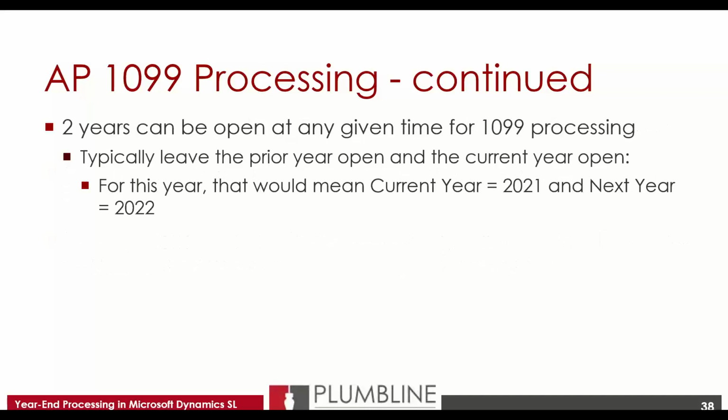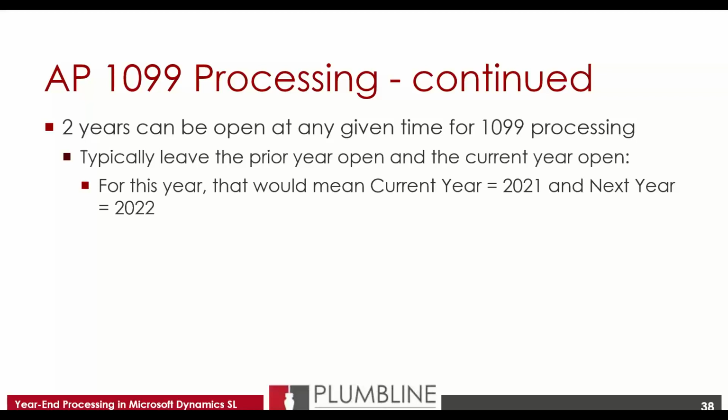In regards to your 1099 years, SL allows you to have 2 open 1099 years at any given time. Typically, your prior year is left open, and then you have the current year open as well. So for example, as we are still in December of 2021, we might have 2021 as one open year and also 2022 as our next open year. We could also have 2020 as one open year and 2021 as an open year.